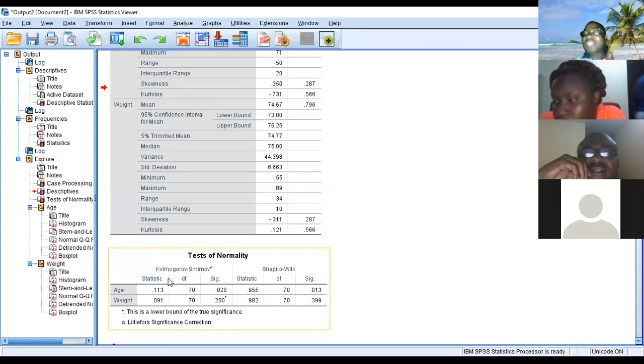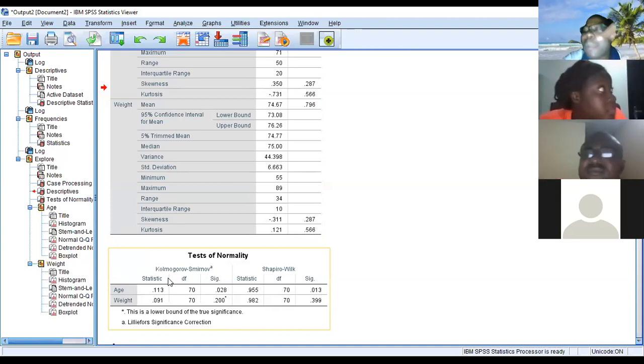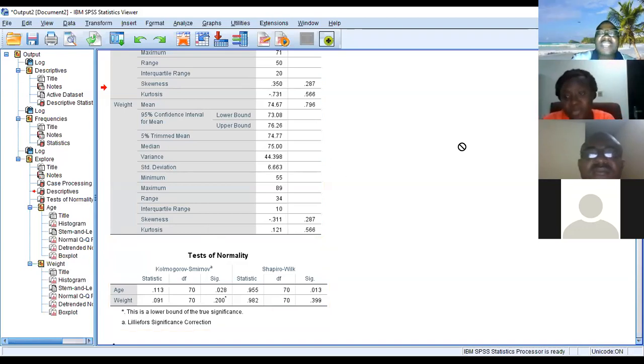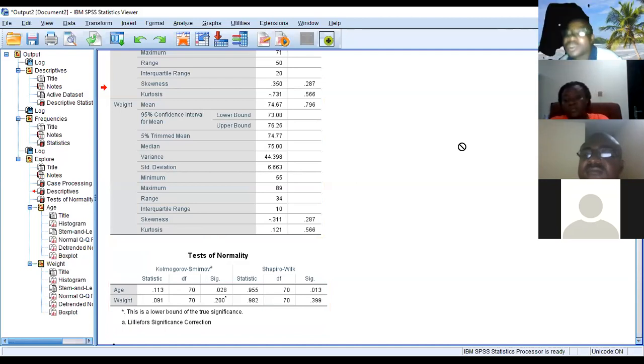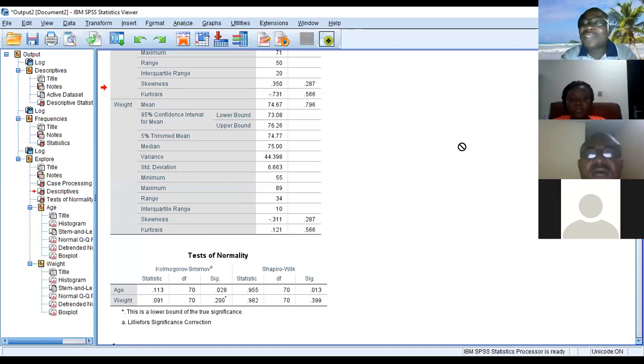Yes, sir. I'm 95% sure that in the population, the real mean will be between 73 to 76. That's what this data is saying. Another way of saying that 95% is that if we do this study 100 times, we'll be able to capture the real weight in 95 of the 100 times. You understand me now? So the probability of me capturing it within that range is 95%. Does it make sense now?